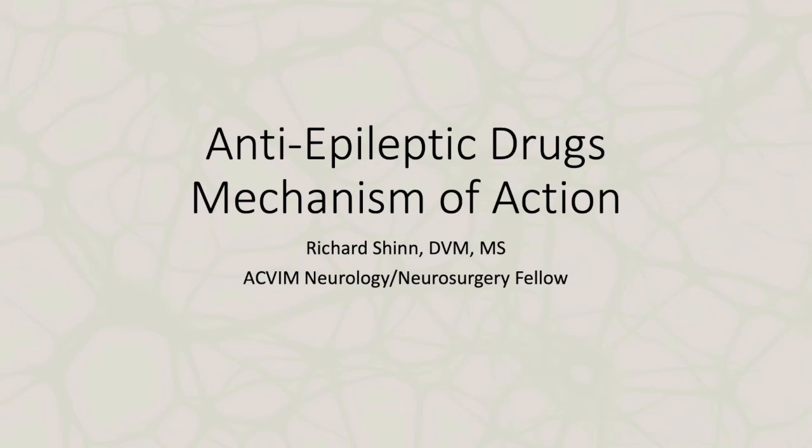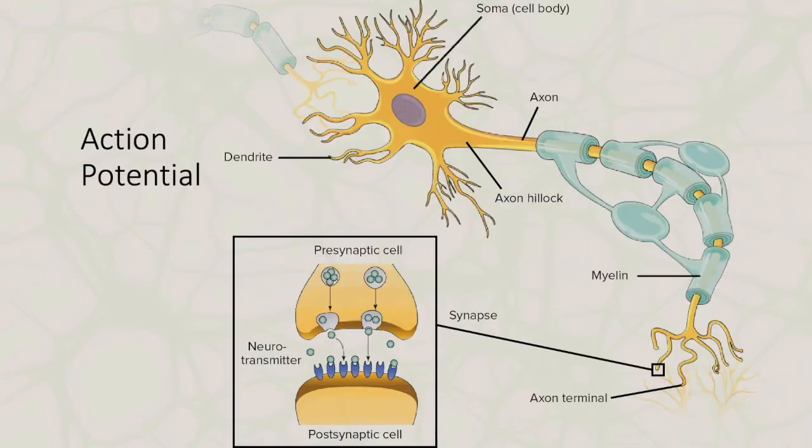Actions of the most commonly used antiepileptic drugs in dogs and cats. To start with, we'll go over the action potential, as the mechanism by which most antiepileptic drugs work is by altering the action potential. When discussing the action potential, we generally focus on the axon and the synapses.